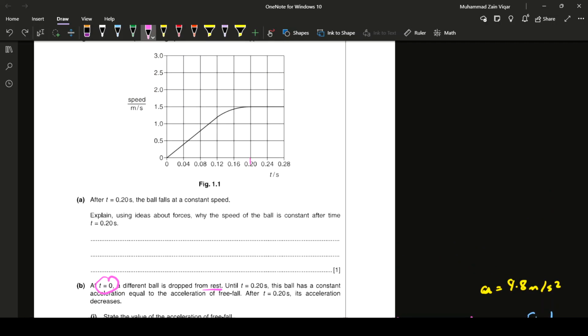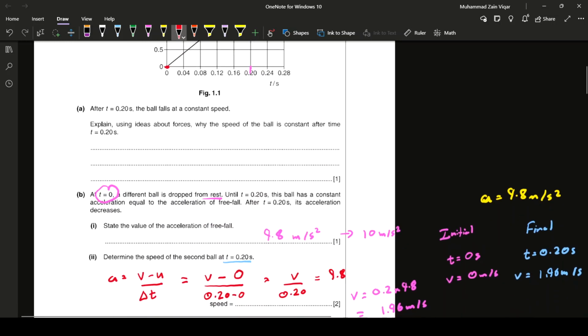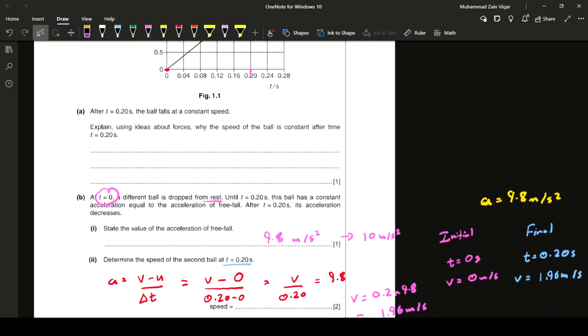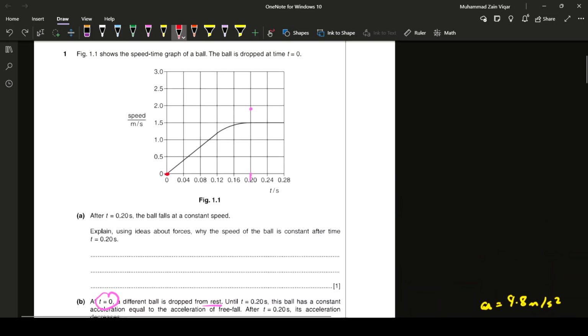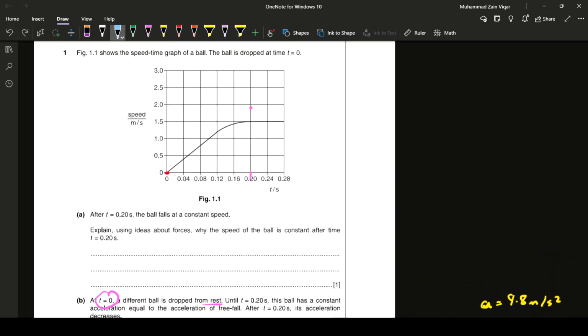So I mark the point at time t equals 0.20 seconds, and I go up to the velocity and mark 1.96 meters per second there. I've got the point. I have 2 points: time t equals 0, v equals 0, and time t equals 0.2, v equals 1.96. So I have the 2 points. Now I can just join the points using a ruler, and this would be the line.